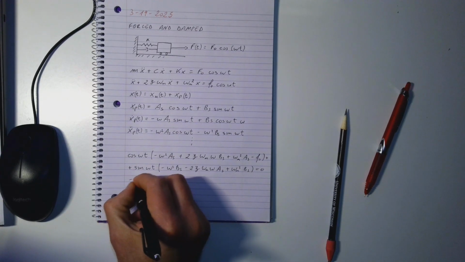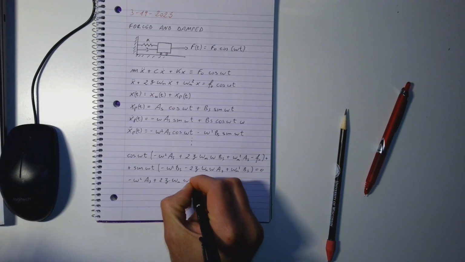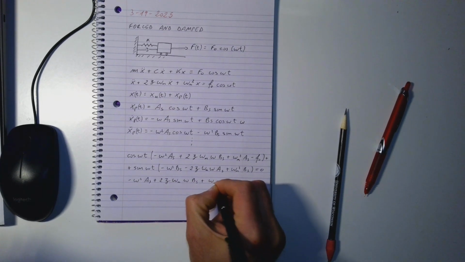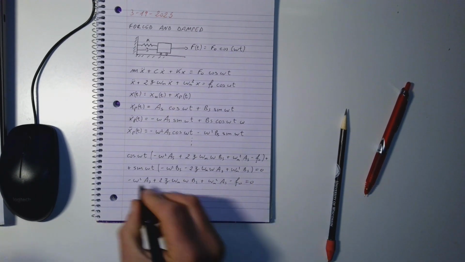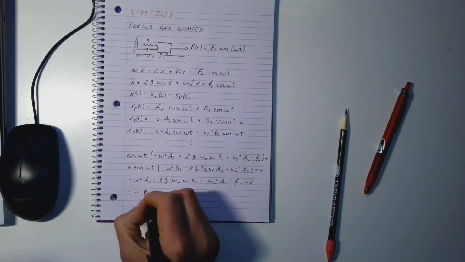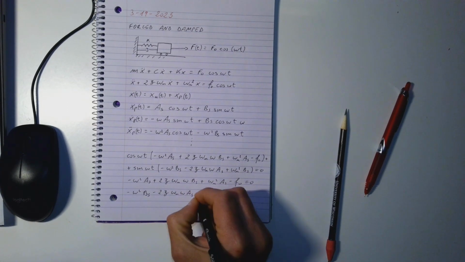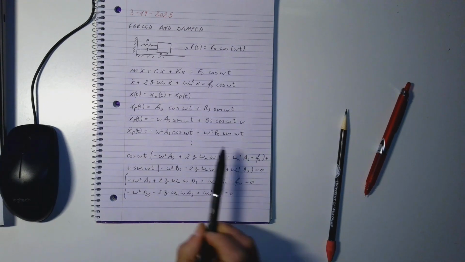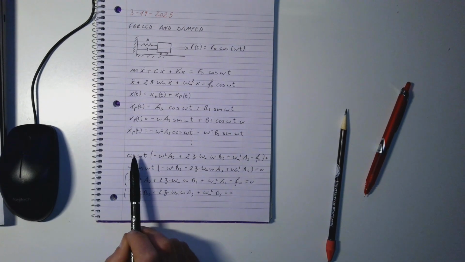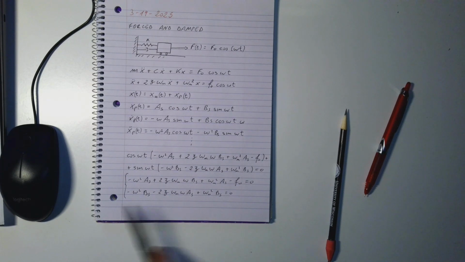So we have negative omega squared As plus 2 zeta omega n omega Bs plus omega n squared As minus F0 equal to 0. And then the second equation would be negative omega squared Bs minus 2 zeta omega n omega As plus omega n squared Bs equal to 0. So basically from one trigonometric equation, because we have cosine and sine, we ended up with two algebraic equations. And since we have to find two constants, As and Bs, two equations is actually what we need.